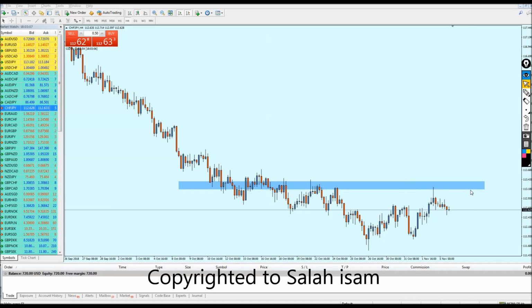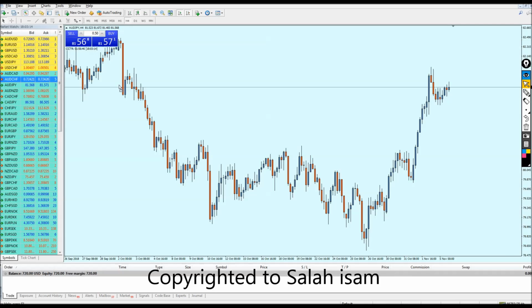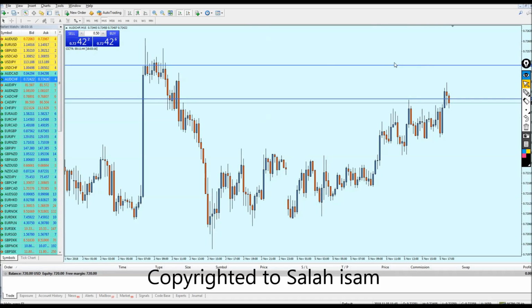Okay, guys, I'm just looking for the setups here and there. That one is not valid anymore. It just reversed earlier, or you see here it is. It seems like it will take some time to happen.